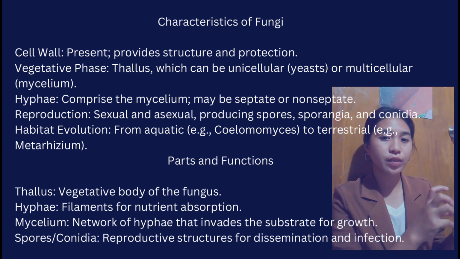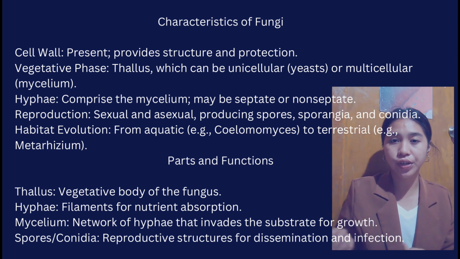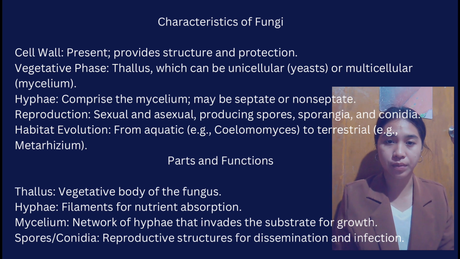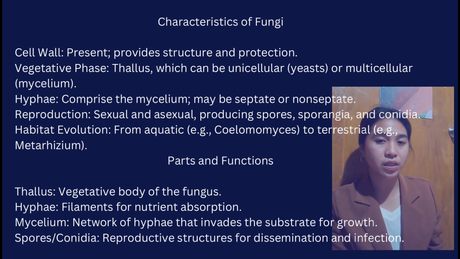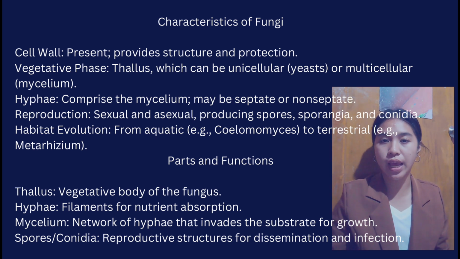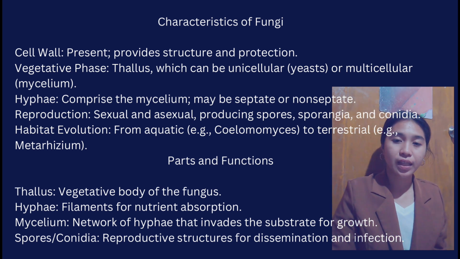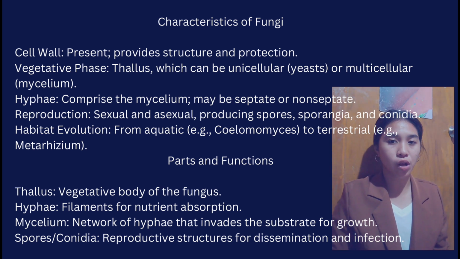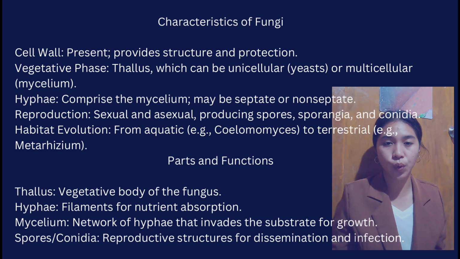Thallus. It is the vegetative body of a fungus that can be unicellular, or yeast, or multicellular, or mycelium. Hyphae: filamentous structures responsible for nutrient absorption and spreading through the substrate. Mycelium: the extensive network of hyphae that forms the main structure of the fungus. Spores or conidia are the reproductive structures that allow for the spread and infection of new hosts.